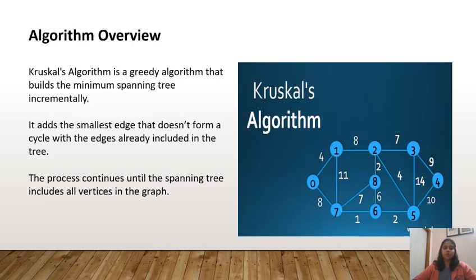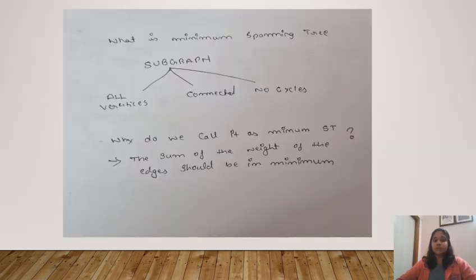Algorithm overview. Kruskal's algorithm is a greedy algorithm that builds a minimum spanning tree incrementally. It adds the smallest edge that does not form a cycle with the edges already included in the tree. The process continues until the spanning tree includes all vertices of the graph. So here we are explaining Kruskal's algorithm; we have to draw a graph by giving an example in the image. So let's see what a minimum spanning tree is.